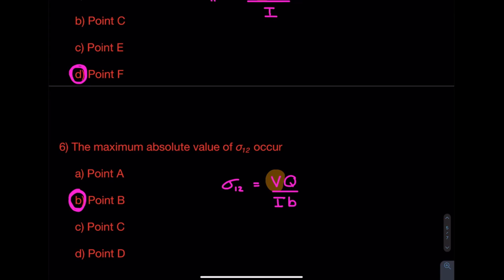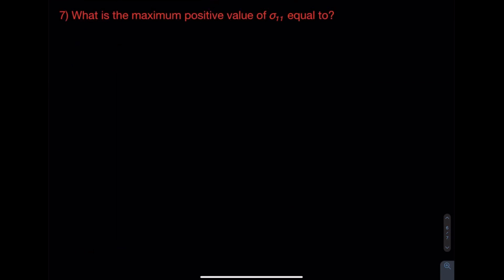So that's how to determine them just based on a beam. Calculating these parameters, we'll discuss that in question number 7. All right, to wrap up the quiz, we have question number 7, and it says, what is the maximum positive value of sigma 1,1 equal to? All we're going to do is take in those dimension parameters that were given for the question and substitute them into the sigma 1,1 formula to get a nice expression.